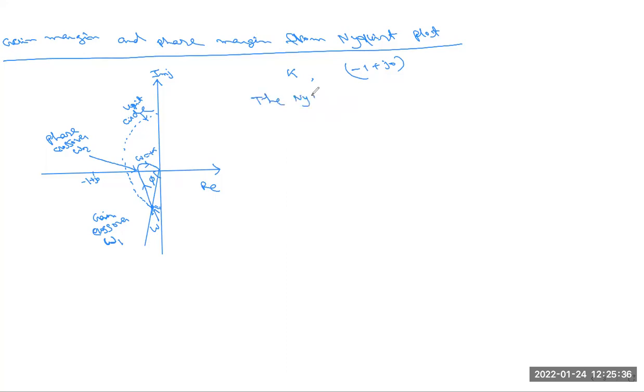So the Nyquist plot for a stable system is shown in the figure. This is figure A. This is basically the gain margin.